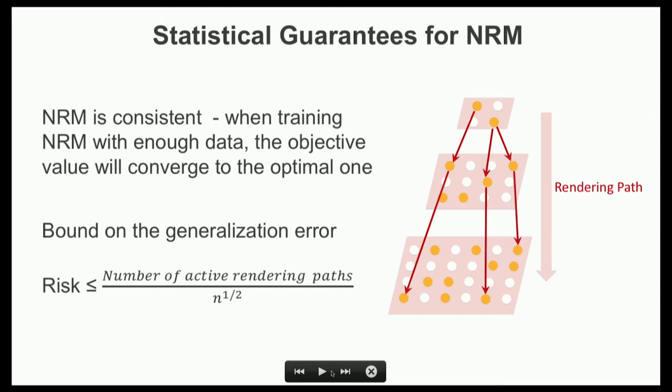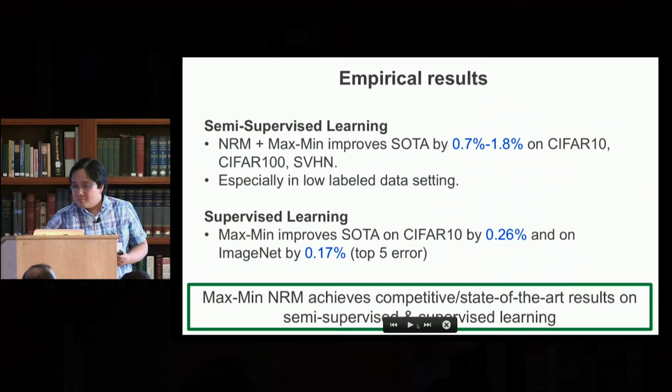Is it the average number of rendering paths or the worst case? Average, yes. Expectation over these images.